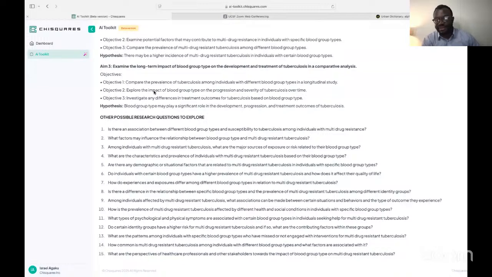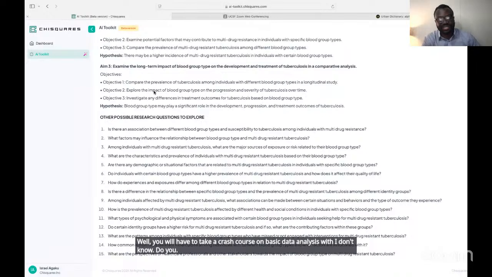Okay, are you familiar with statistical software? It's how to analyze those data. Well, you will have to take a crash course on basic data analysis. Are you familiar with any statistical software, like Python or R or Stata? That's your first step.